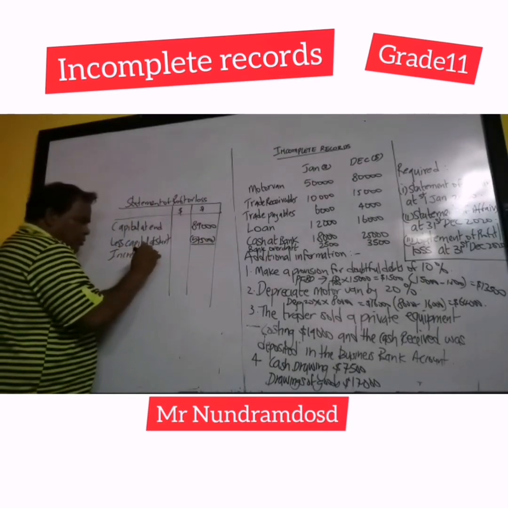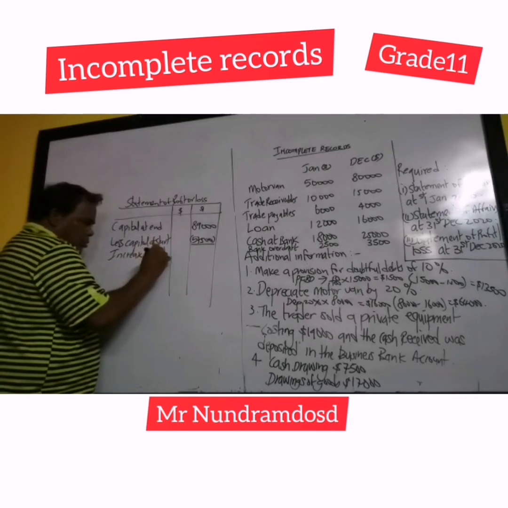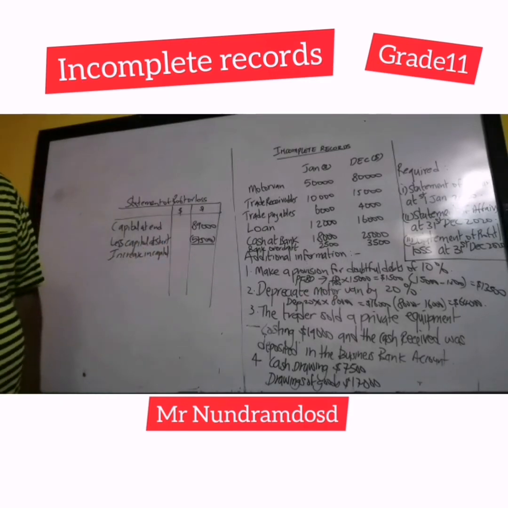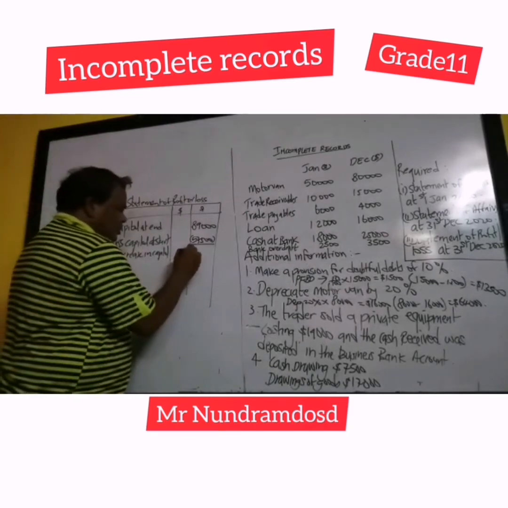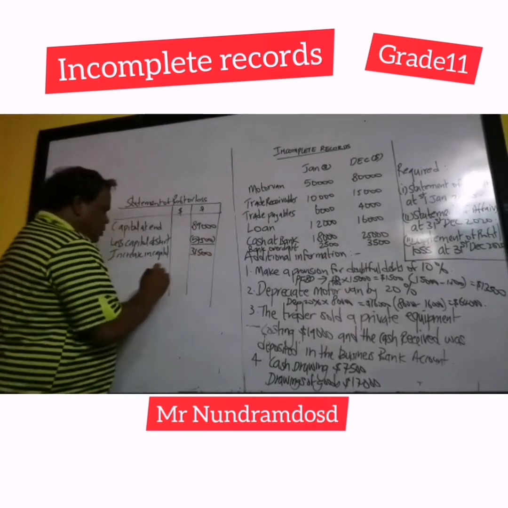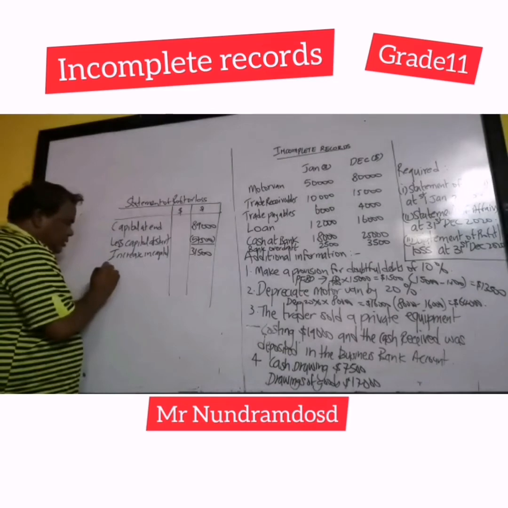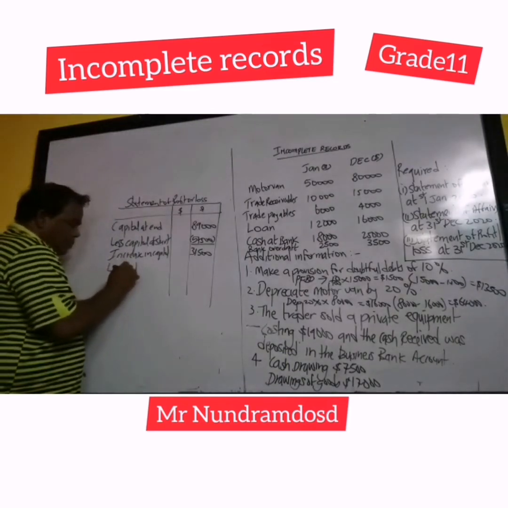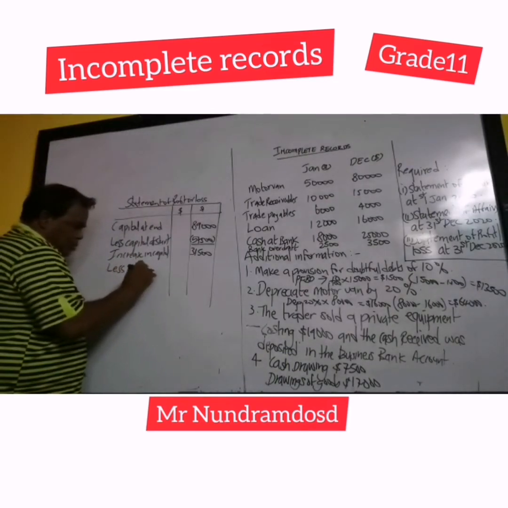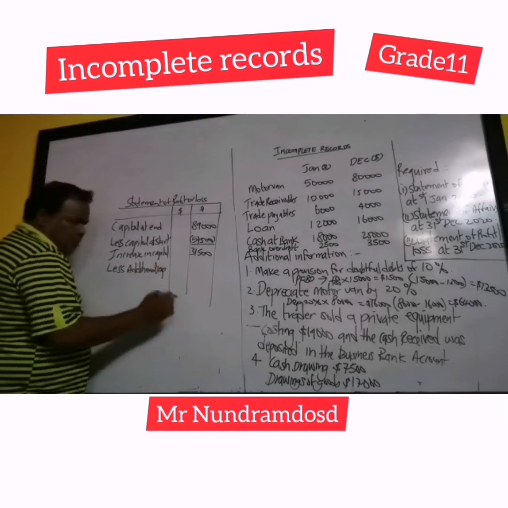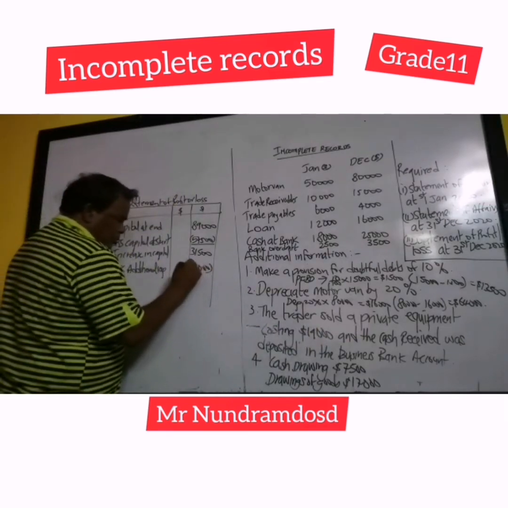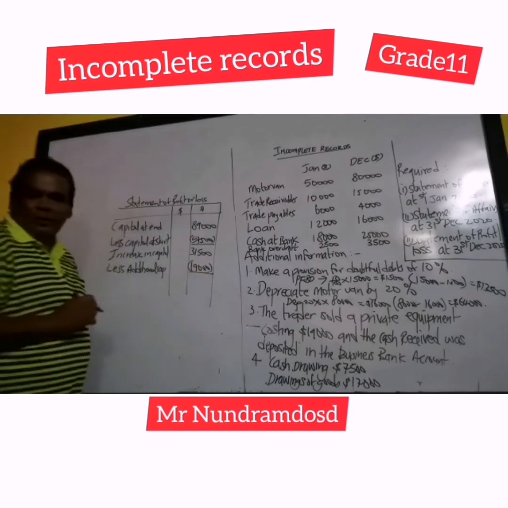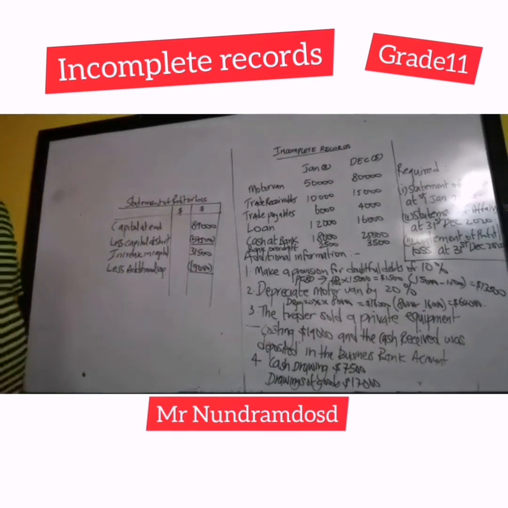This will give us increase in capital, 31,500. And then we less additional capital. This is adjustment number 3, 19,000. So 31,500 minus 19,000 gives 12,500.